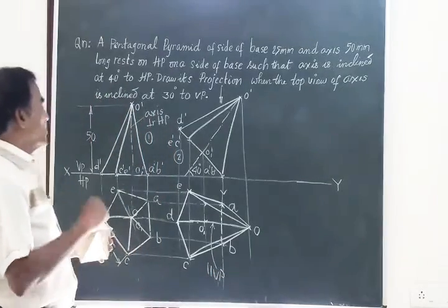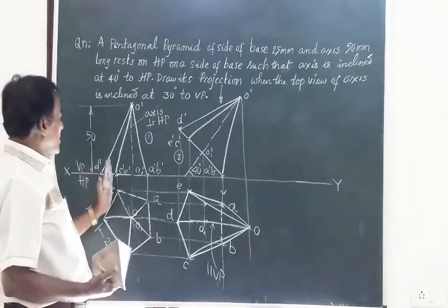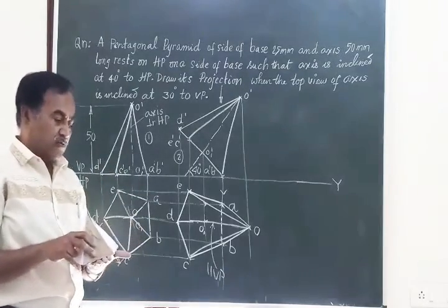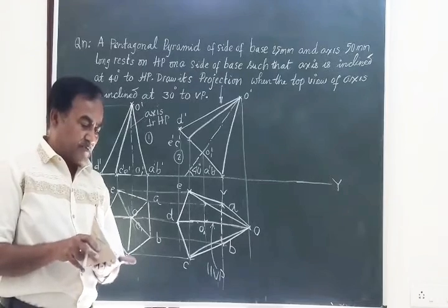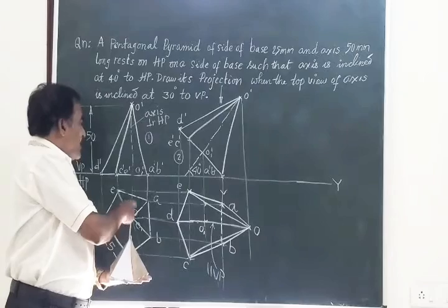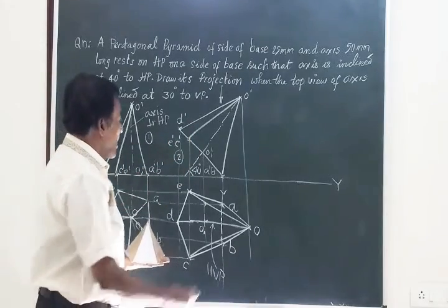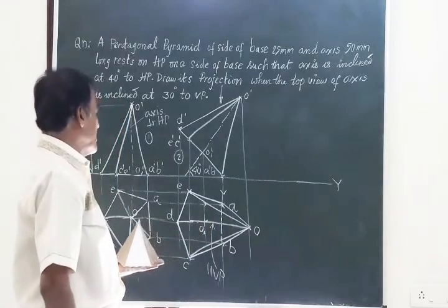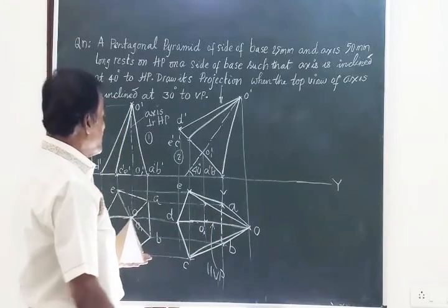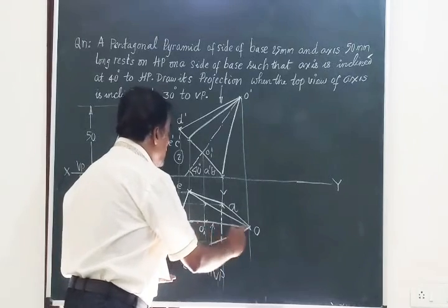So friends, you have drawn two positions. Once again, a brief note about this. The solid was placed on HP on one of its bases to start with, we got the front view and top view, then it was redrawn with the axis making 40 degrees with HP, and we obtained the corresponding top view. Now the axis of the solid is parallel to VP.